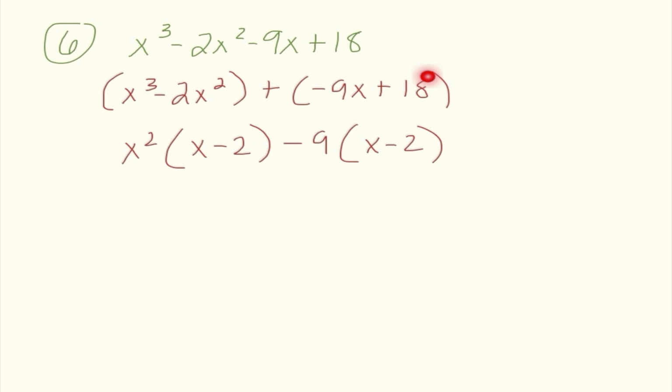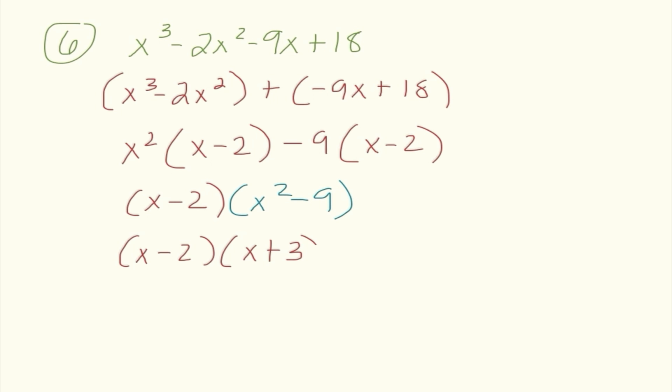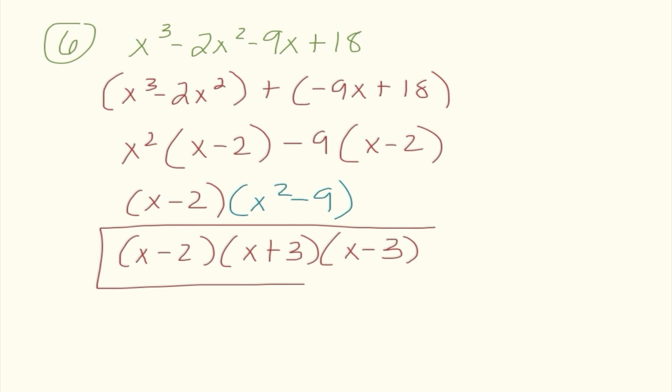Now if I look at these 2 terms, I have an x minus 2 in common, and I'm left with x squared minus 9. As always, I need to look and see if I can factor further, and this time, my x minus 2 is good, but I can factor this further. So this is going to become x minus 2 times x plus 3 times x minus 3. And that would be our final answer.